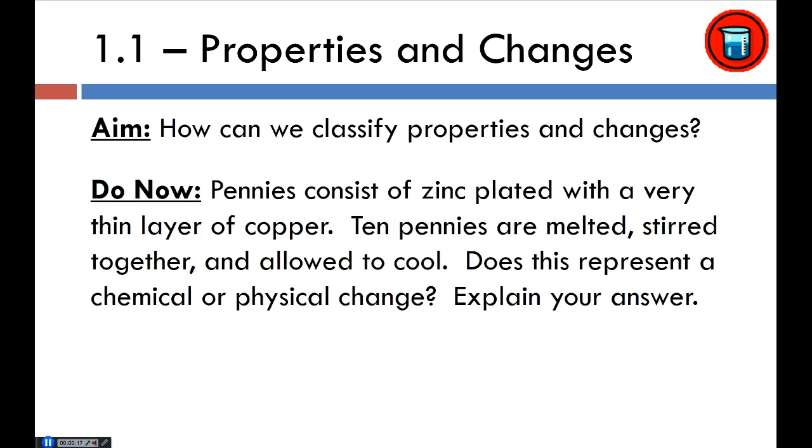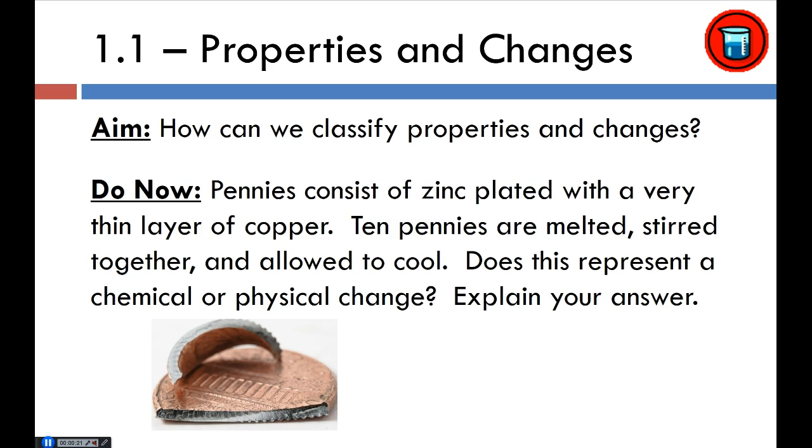Pennies consist of zinc plated with a very thin layer of copper. So if you were to cut open a penny, this is what you'd see. You've got that brownish red metal on the outside, that is your copper. You can see it's a very, very thin layer. And in the middle, you have this shiny kind of silver colored metal, and that is zinc.